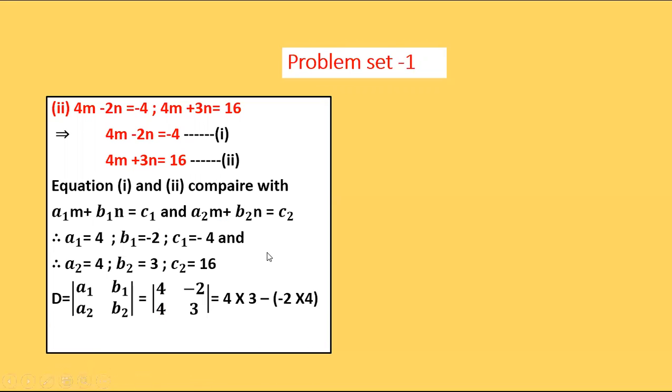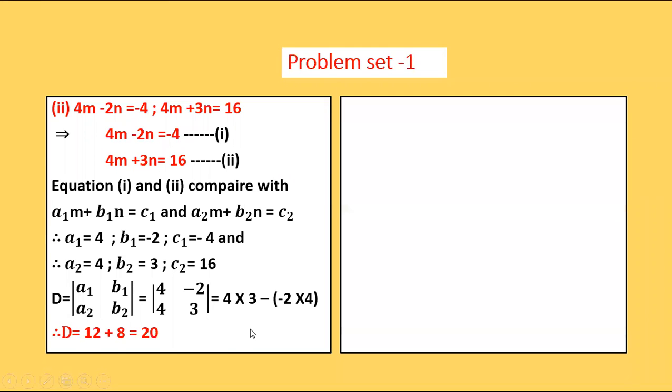First, to find determinant D, in the determinant a1, a2, b1, b2, substitute the values a1 is equal to 4, a2 is equal to 4, b1 is equal to minus 2, b2 is equal to 3. To find the value of this determinant, 4 multiply 3 minus minus 2 multiply 4. 4 3s are 12, minus minus is a plus, 2 4s are 8. 12 plus 8 is equal to 20. Therefore, determinant D is equal to 20.